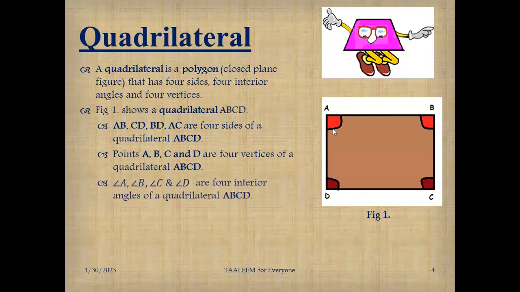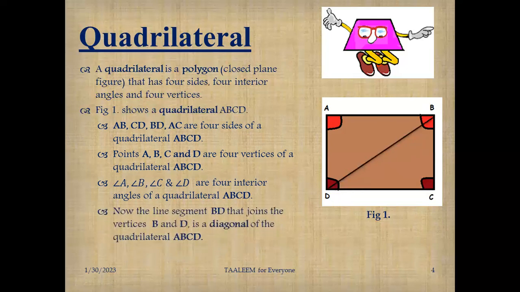Now, angle A, angle B, angle C, and angle D are four interior angles of quadrilateral ABCD. Next, the line segment BD connects vertices B and D. This line segment is known as a diagonal of a quadrilateral. It is not necessary that there is only one diagonal. We can have two diagonals as well. The next diagonal will be the one joining A and C. That diagonal is known as diagonal AC.